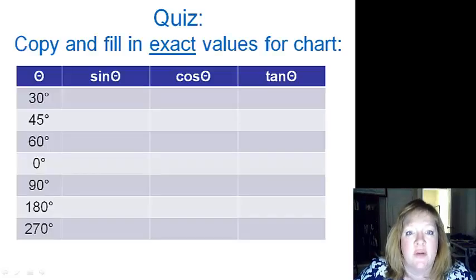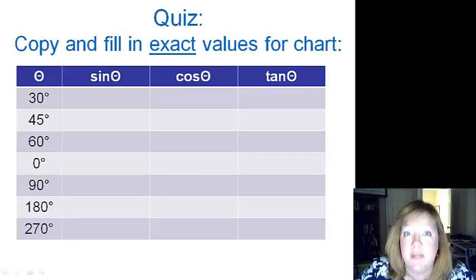So as a quick review, this is what your quiz is going to look like. You're supposed to copy and fill in exact values for the chart. You have to know the exact values. No decimals, like square root of 3 over 2. You got to leave the roots in it. Those special angles are ones that you can always use the exact values for.